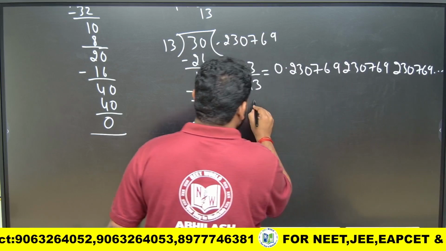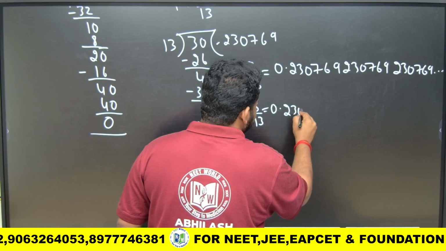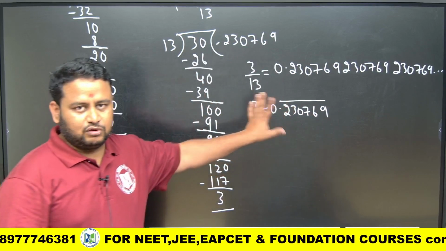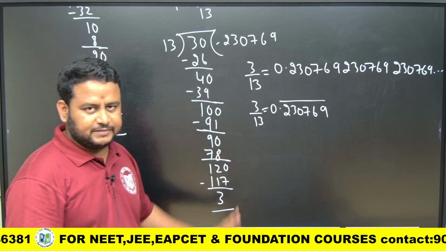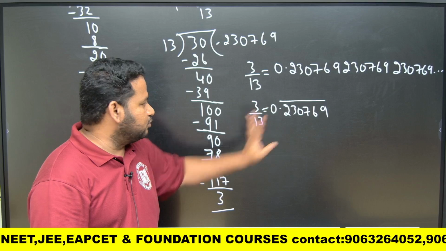So instead of this, what can I write? 3 by 13 is equal to 0.230769 bar. Okay, this entire thing over the bar, because it will keep repeating again and again. So I put the bar. That's it.